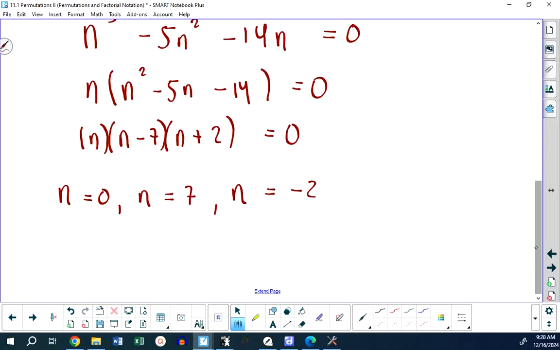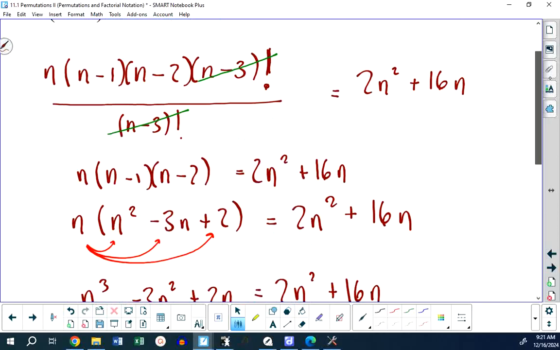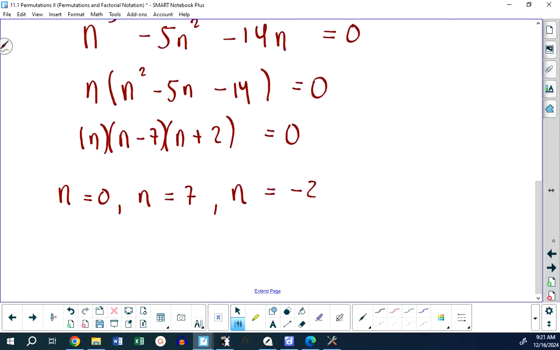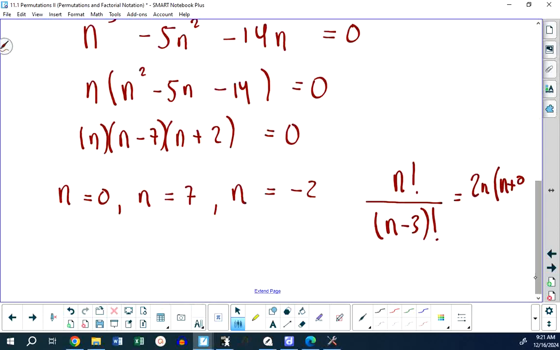We need to look at the original equation. I've got to pull it down up here, n minus 3. The original equation is this. 0 is out. Not because we're not allowed to take the factorial of 0, but if you put 0 in for n, you'll have 0 minus 3 factorial, and negative 3 factorial is not defined. So 0 is out. Negative 2 is out for obvious reasons, I think, so the answer to the question is 7.